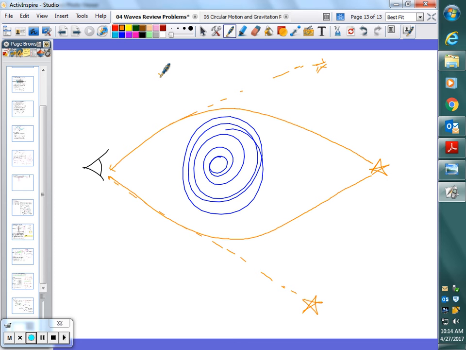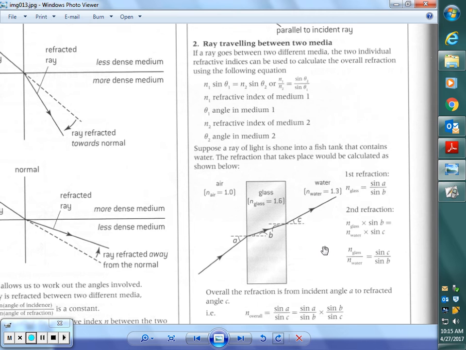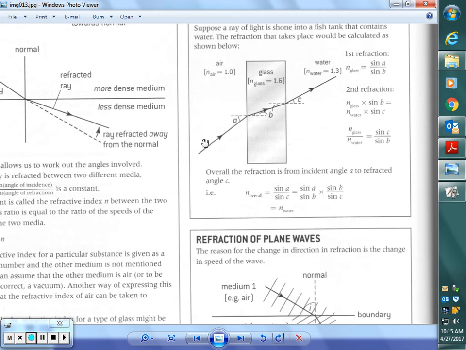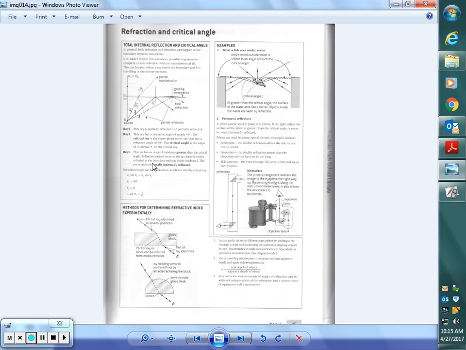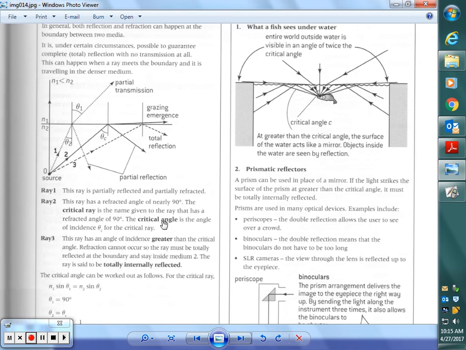So, well, let's talk about critical angle. Every time you want to draw an eye, just try to think you're teaching general relativity. I know, it's a pretty good eye. Okay.